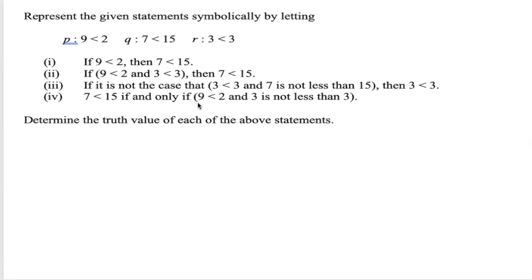Here we're going to represent the following statements symbolically. We're given that P is such that we have 9 is less than 2, and then we have Q where it represents 7 is less than 15, and R where it's 3 is less than 3. Now before I even start, let's say what is true and what is false. 9 less than 2, that's definitely a false. 7 less than 15, that's a true. 3 less than 3, that's a false.